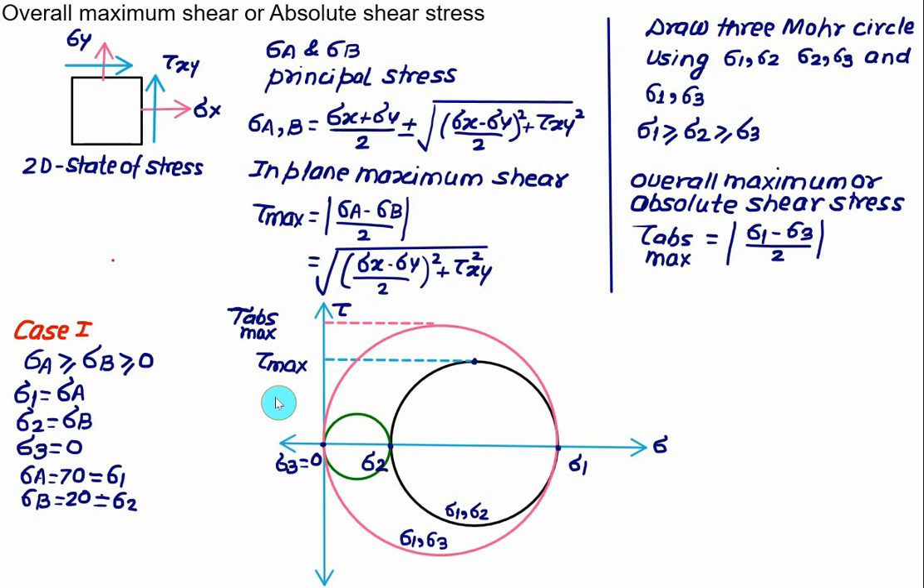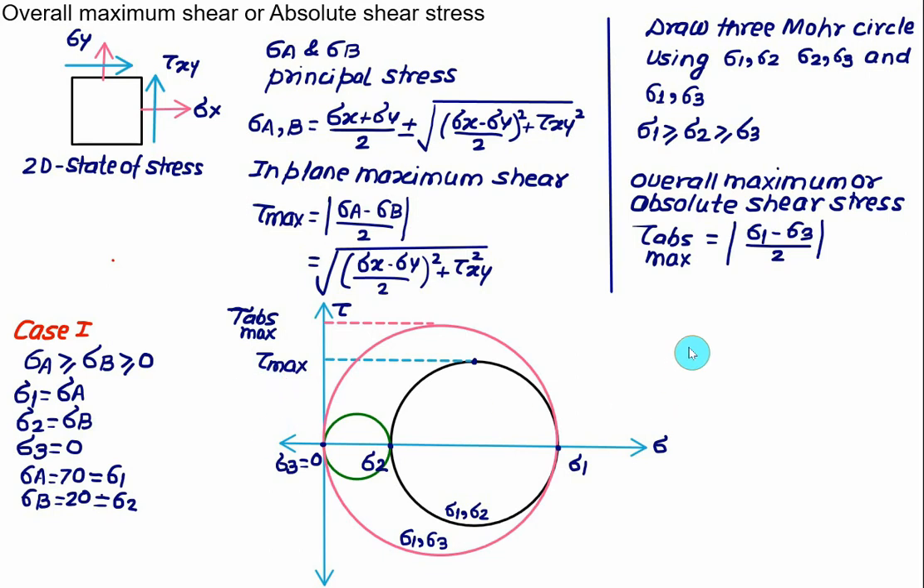So in this case we have a different value of tau max and a different value of tau absolute maximum. As far as the maximum shear is considered, we have been given a two-dimensional state of stress. So your first job is to calculate the two principal stresses, then assign the values of sigma A and sigma B to sigma 1, sigma 2, sigma 3, and you have to follow this sequence strictly. Then you have to construct the Mohr circle and obtain the values of tau absolute maximum and tau max.